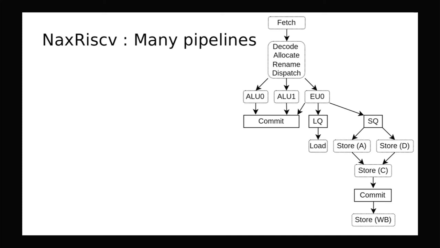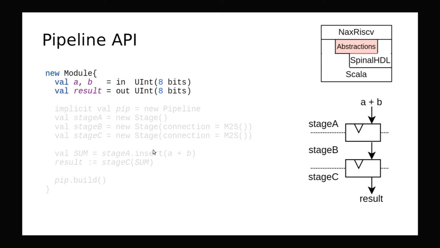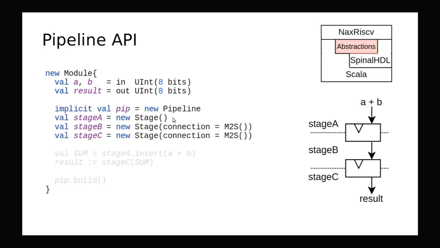And so what was done is a pipelining API implemented on top of Scala and SpinalHDL, where, for instance, here we define a module with A and B as input unsigned, result as an output unsigned. And then we use our API to create a new pipeline and a few stages like A, B, and C. So the stages will be collected in the same order they are defined and with this connection type. This M2S connects things with a register. There will also be other connections like, instead of a register, use a queue, or maybe directly connect wires from stage to stage, as you want.